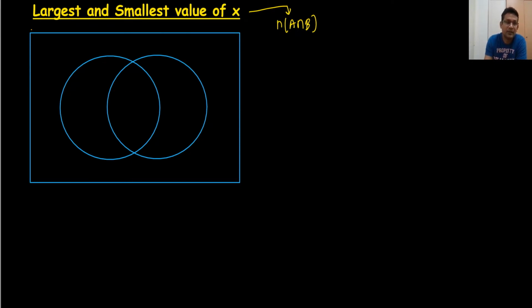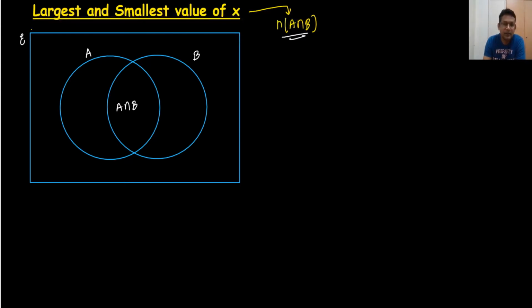Please just learn this by heart. This is called the universal set. This is set A, this is set B. This area is A intersection B. And today's target is only to find the smallest and the largest value of this area, not the outside area or the other areas.